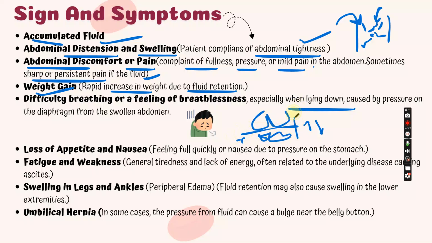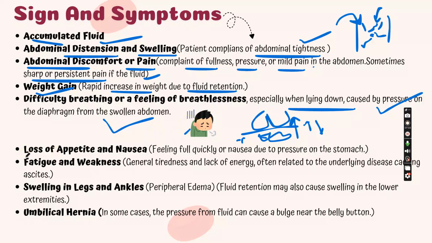So the diaphragm either expands or relaxes, but due to fluid, here is the fluid accumulation and it's increasing. So the patient will complain that he or she is feeling quite a difficulty in breathing, and the diaphragm will be going upwards, and the lungs will not be able to expand as they were used to before during normal breathing, and the patient will eventually say that he or she experiences breathlessness. So it's just like a cycle going on. It's caused by pressure on the diaphragm from the swollen abdomen.